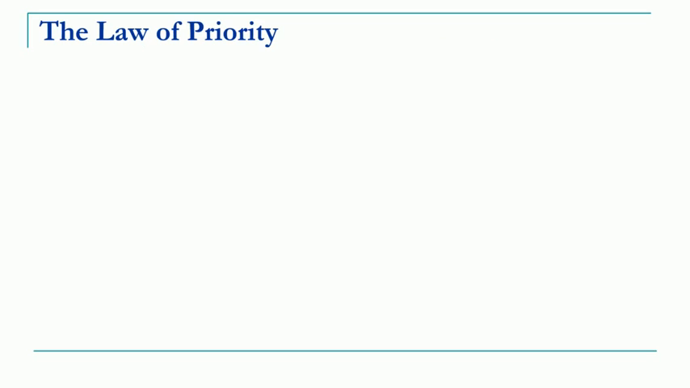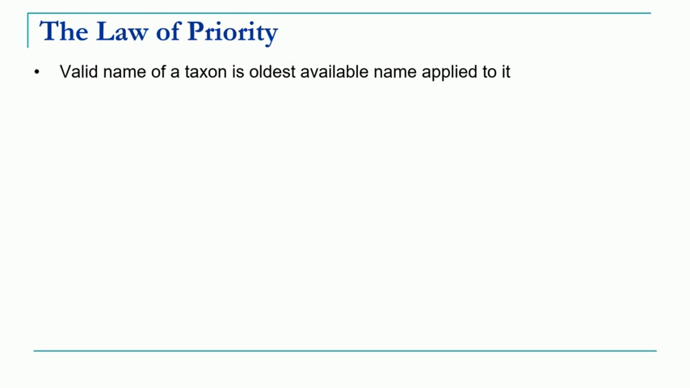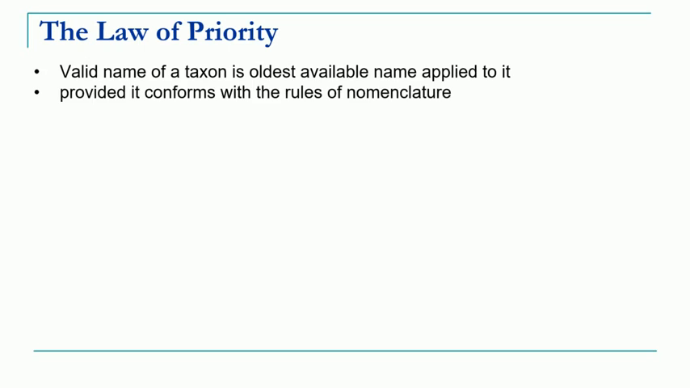Okay, now we come to the second part of today's discussion. What is the law of priority? According to this rule, the valid name of a taxon is the oldest available name applied to it, provided it conforms with the rules of nomenclature. That means the senior synonym or homonym will always be the accepted name. The junior names which come later in the next few years will always be rejected. So the rule of priority is to promote stability of the names.